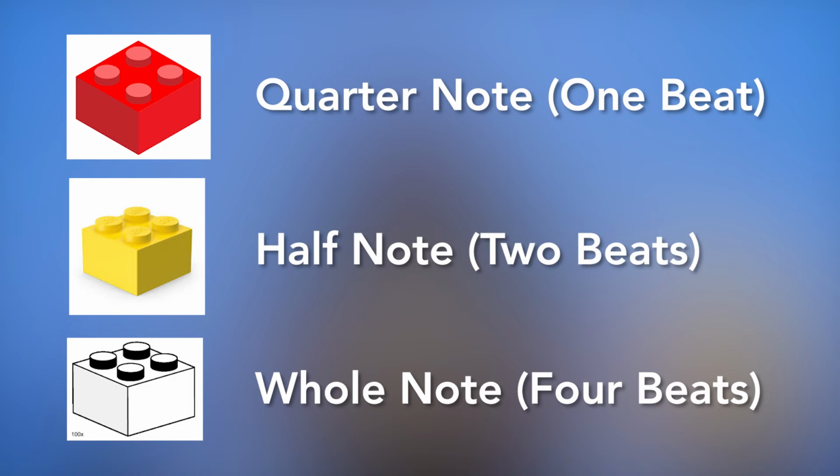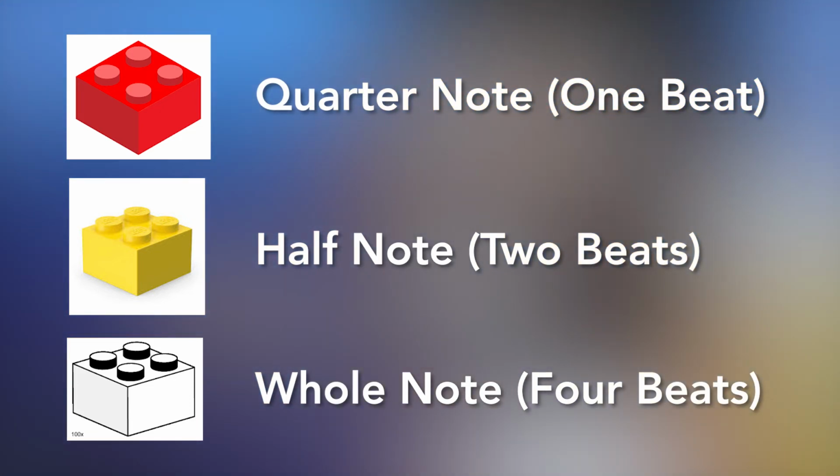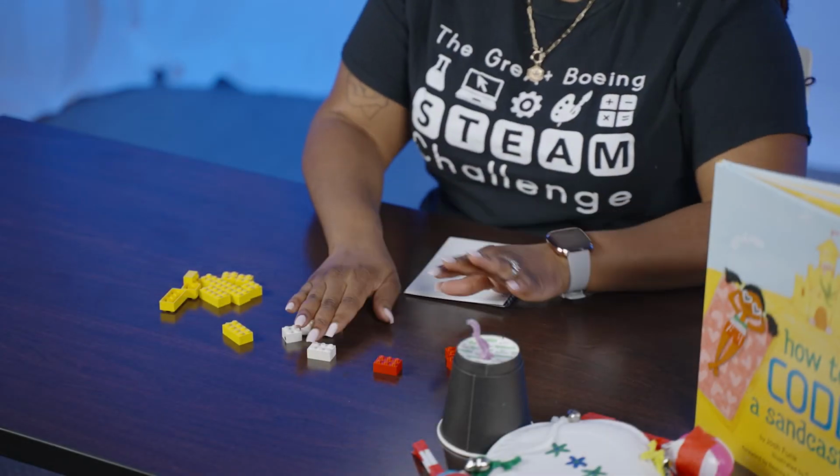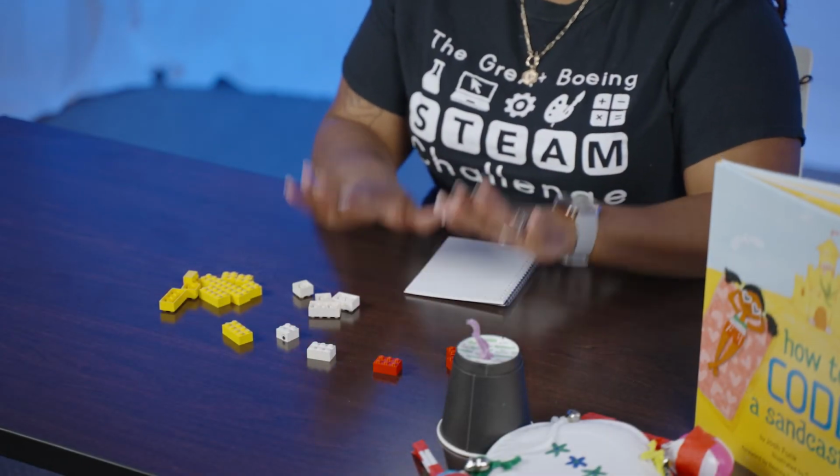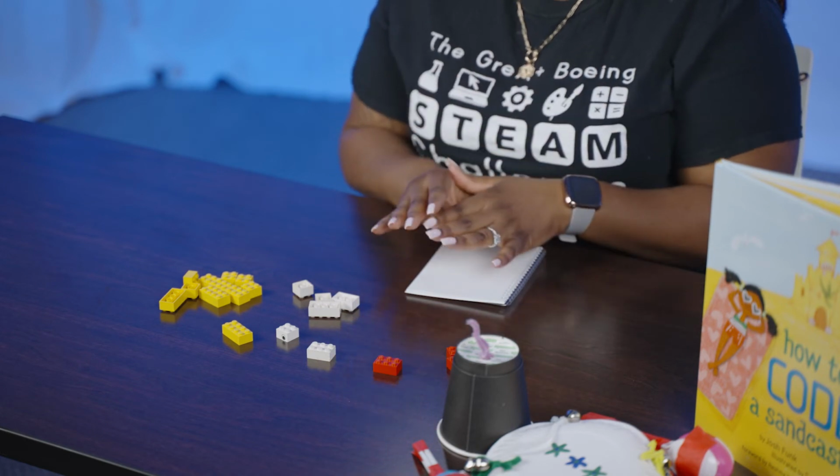So here's an example. My red Lego block will equal a quarter note, which is 1 beat. My yellow Lego block will be my half note for 2 beats. And my white Lego block will equal a whole note, which is 4 beats. Make sure you keep this coding map to use for next week's project.